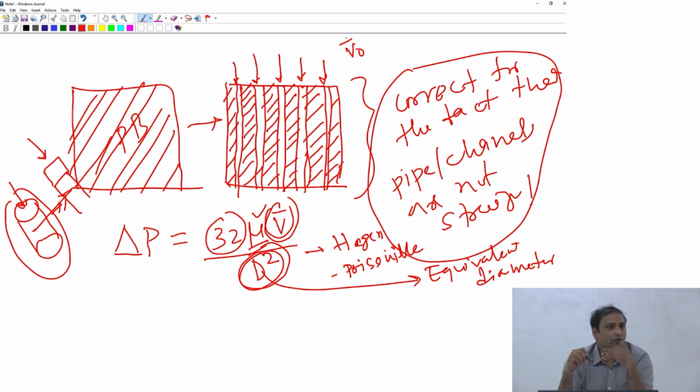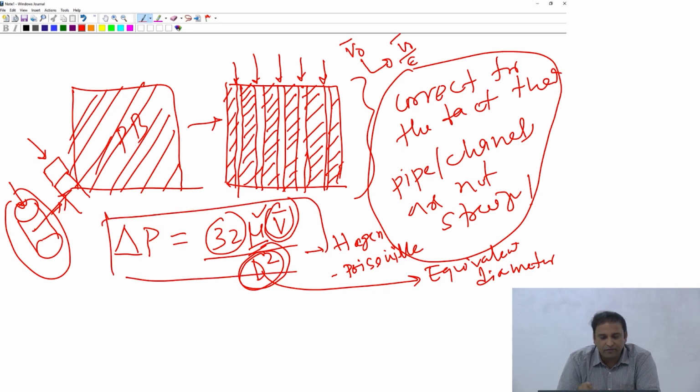That is the velocity before the liquid enters the column. Accordingly, the velocity with which the liquid is flowing through the column is V naught bar by epsilon. That's the actual velocity. So what I'm going to do is take this expression that has been developed for pressure drop for flow through pipes, and we know that this is only valid for laminar flow conditions.